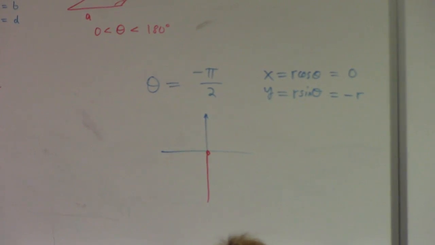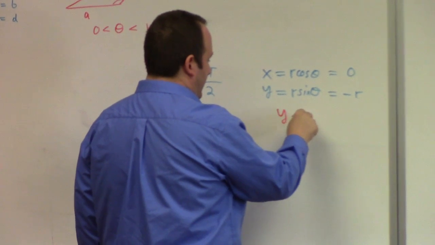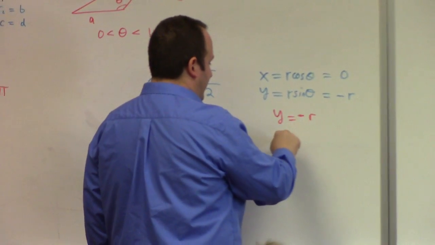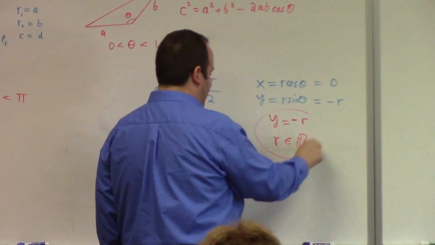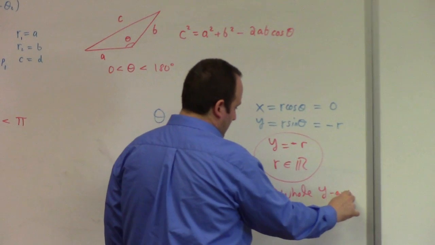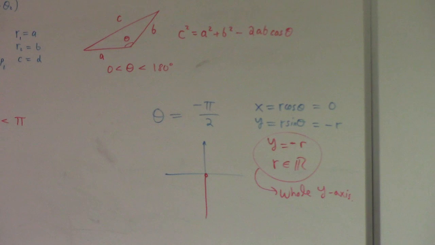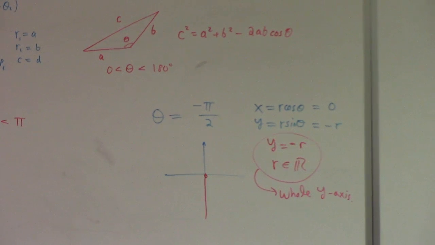So you can see this, y is equal to minus r, right? If r is an element of the reals, well, this gives you what? The whole y-axis, right? So what's the answer? Is it the y-axis or is it the ray off to, is it just the negative y-axis, you know? Yeah, I mean, if we allow negative r, it's the y-axis. But if we don't, it's not.